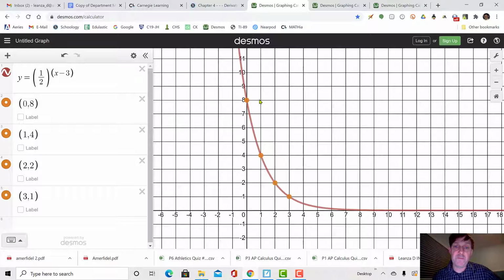What I want you to notice is that first we decrease by 4, then we decrease by 2, then we decrease only by 1. So we are decreasing, but we're decreasing by less every time. That's what we're looking for. We want to decrease by less every time.